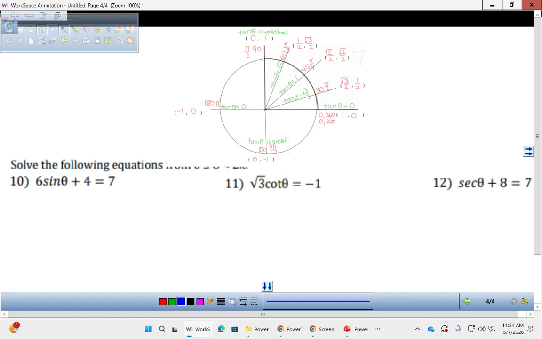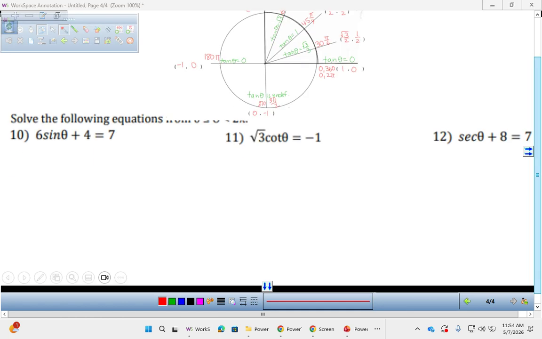When I'm solving these, the first thing I want to do is isolate the trig function. So for this one, I'm going to subtract 4, and then I'm going to divide by 6. So I get 3 over 6, which is positive 1/2. And since that's a positive number, if I run and all students take Calc, sine is positive in 1 and 4. So eventually I'm going to apply this to 1 and 4.